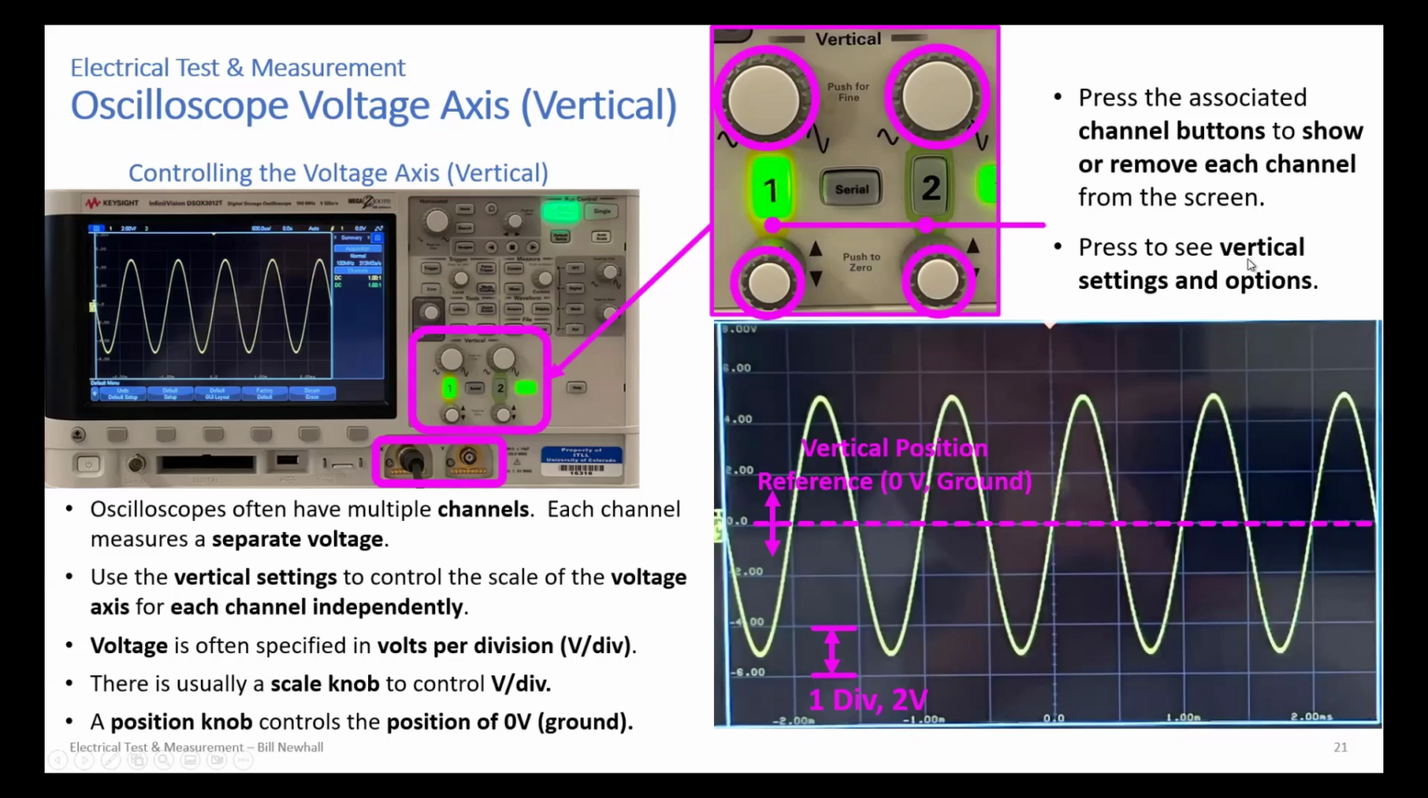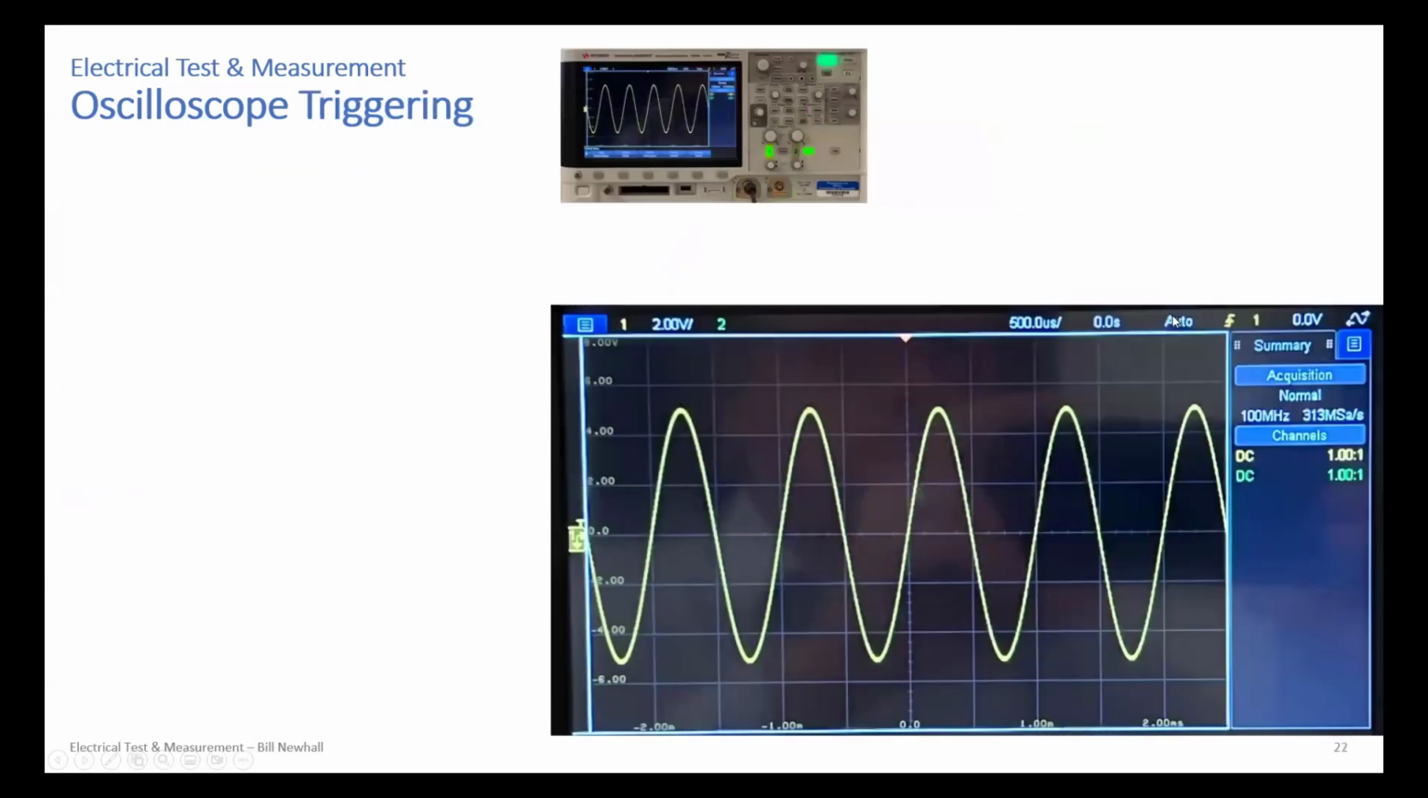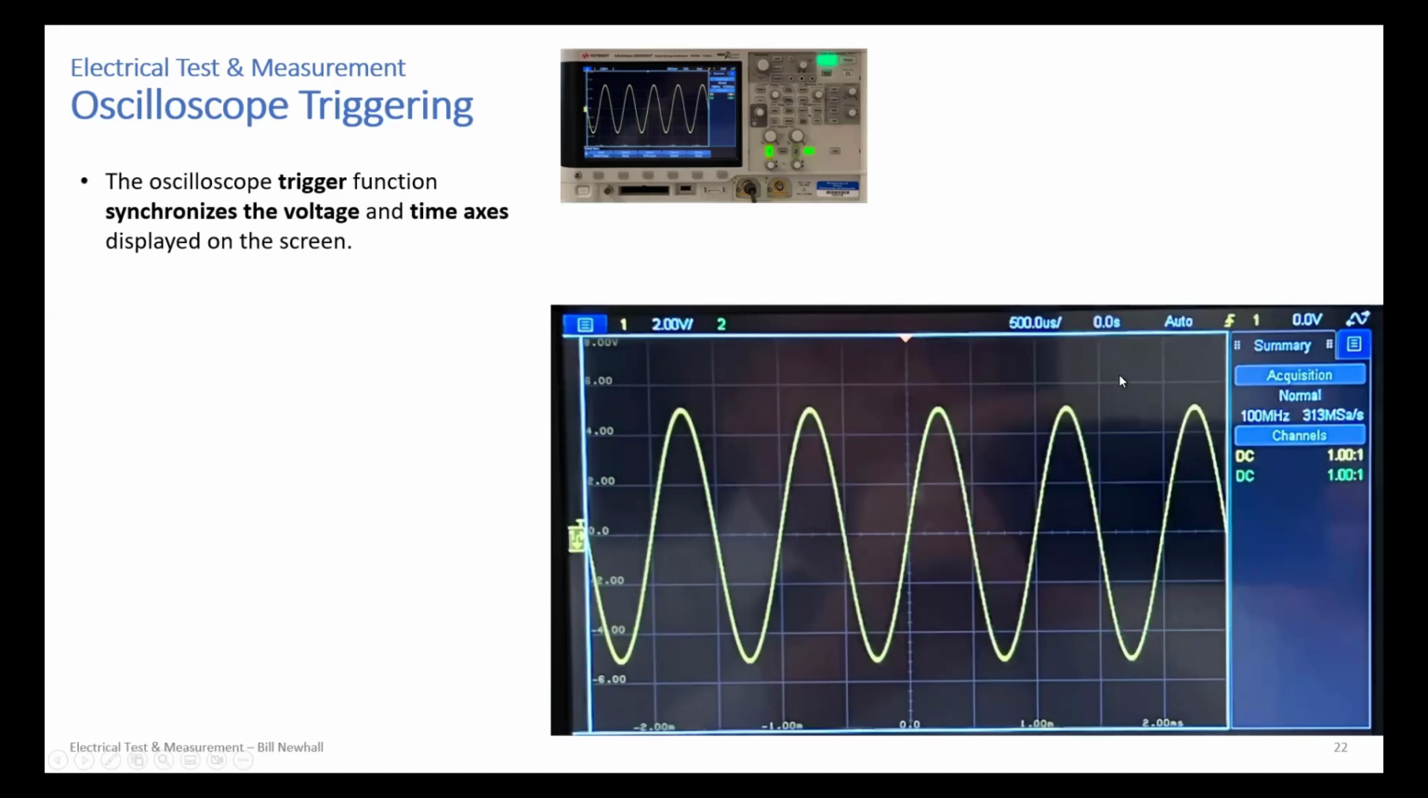Okay, so we've covered horizontal axis, time axis, vertical axis, voltage axis. Let's talk about triggering an oscilloscope. So the trigger functionality of an oscilloscope synchronizes the voltage and time axes that are displayed on the screen. So the waveform has to be synchronized, let's say in time, because if you just sample a waveform and show it over and over again, you're gonna see random starts of that waveform, and it's going to look like garbage. You're not going to be able to measure period or see the shape of a waveform that's periodic.